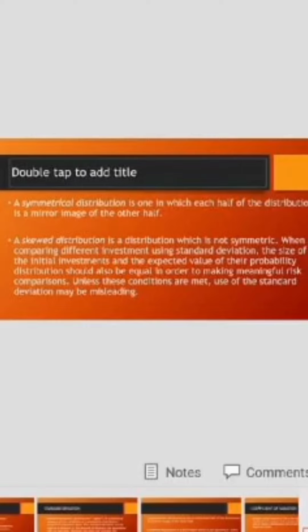So, skewed distribution. A distribution is said to be skewed when the data points cluster more toward one side of the scale than the other, creating a curve that is not symmetrical. In other words, the right and the left sides of the distribution are shaped differently from each other.